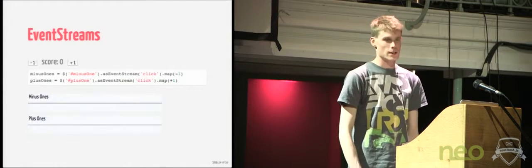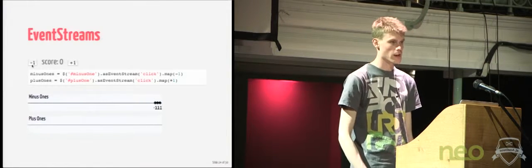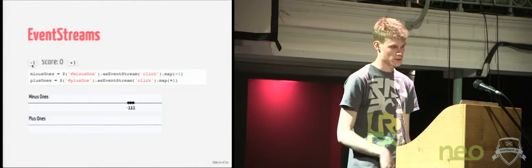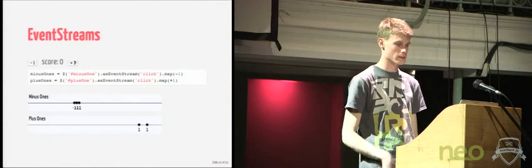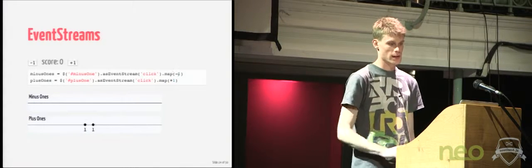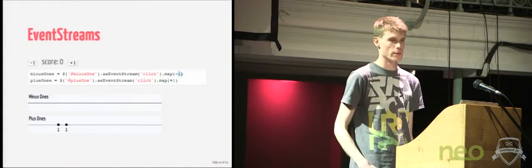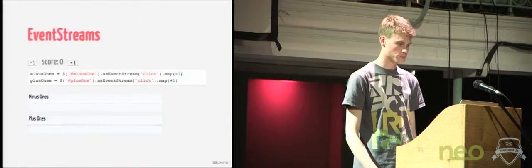I can do exactly the same for the +1 button. So hit -1, on my -1 event stream, I get a -1. Hit +1, I get a 1 on my +1 event stream. So I've just done exactly the same, create an event stream and map. Bacon has a shortcut, which is basically just, if you pass in the value, it will just return that value instead of calling the function.